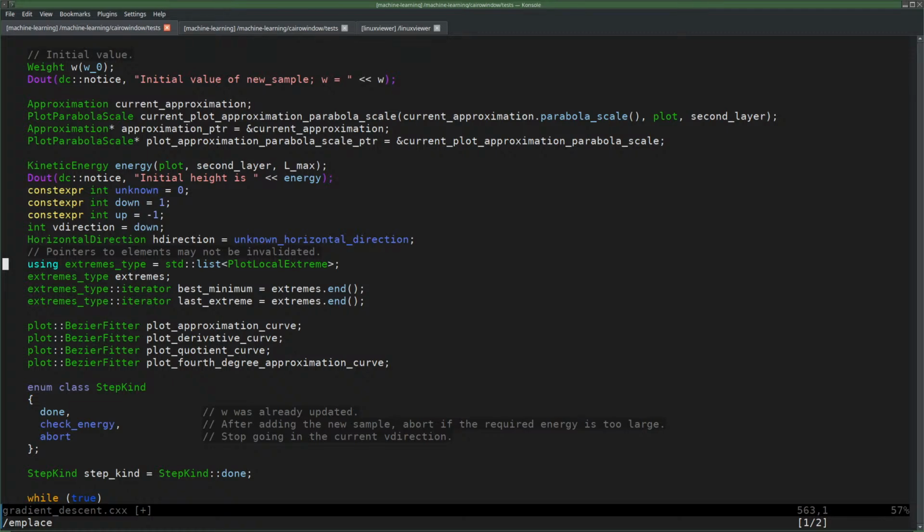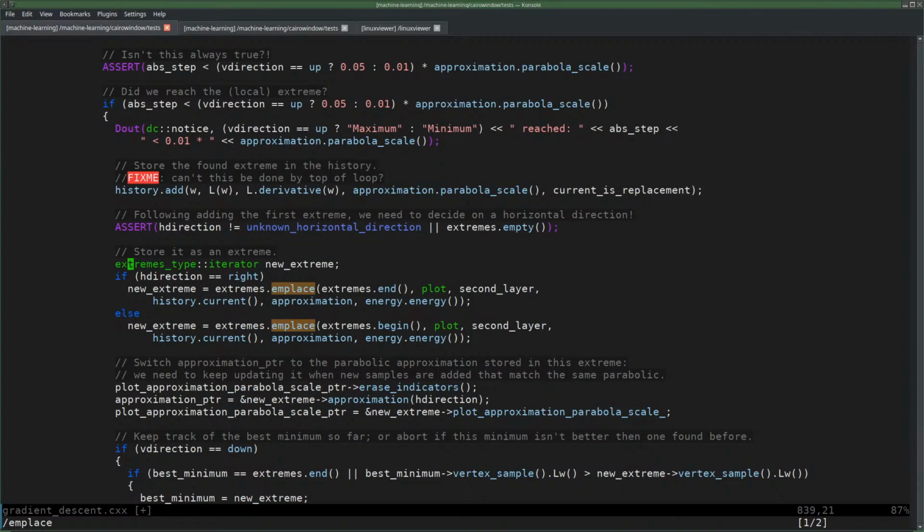Plot local extreme. Streams end. Also calculate history current. The past history might as well not pass. History current. Yeah, it was just added, so.